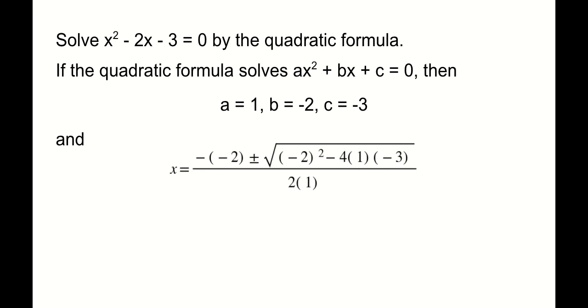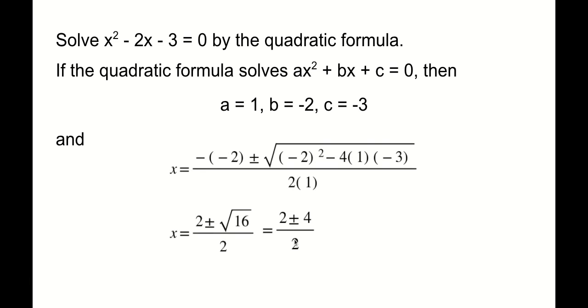And now it's just arithmetic. So a negative times a negative is a positive. We'll figure all this out. So this will just be a 4, plus 12 is 16, and then 2 times 1 is 2. Now, like I said, it's just fractions and radicals. So the square root of 16 is just 4. So I'll do 2 plus or minus 4 all over 2.